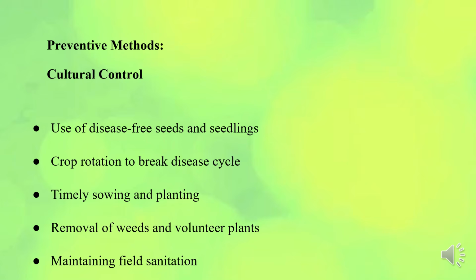In preventive methods, first, we are going to talk about cultural control. Use of disease-free seeds and seedlings. Crop rotation to break the disease cycle. Timely sowing and planting. Removal of weeds and volunteer plants. Maintaining field sanitation.